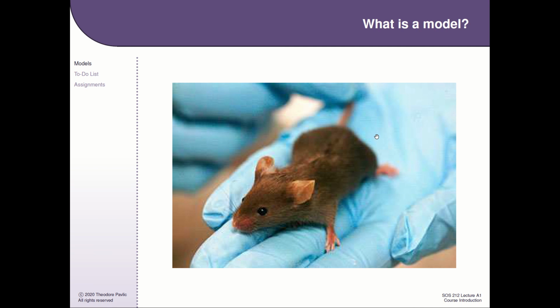So it's a mouse. You can see it's being held by a gloved hand, so maybe in a laboratory situation. So this is like a mouse in a laboratory. Why might we call this an animal model? The same basis for different tests. What do you mean by the same basis for different tests?